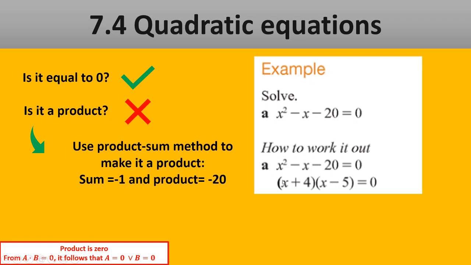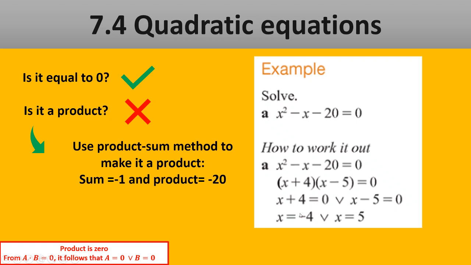Hey, and now I find that this is a product. Right? Something times something equals 0. So now I can say, well, this is A, so this must be 0, times this we call B, this must be 0. And this again is a linear equation that you can solve, right? This is going to be either x is minus 4 or x is 5.